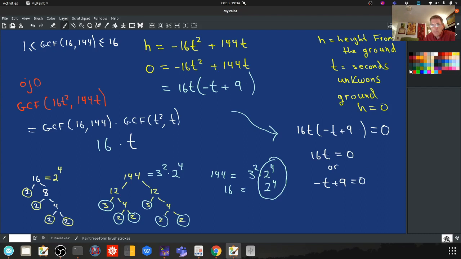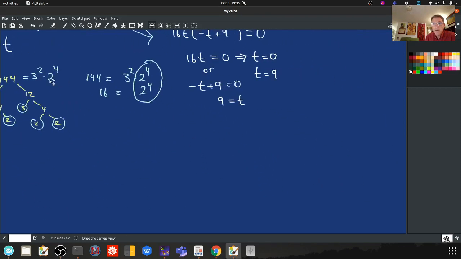So this gives me 16t is equal to 0. Well, by the zero product theorem, whatever it's called, 16 times some other number gives me 0. Well, 16 is not 0, so that means t has to be equal to 0. This implies 9 is equal to t. All I did is I moved the t to the other side and it became positive. So t is equal to 9. So I have two solutions. Only one of them can be correct.